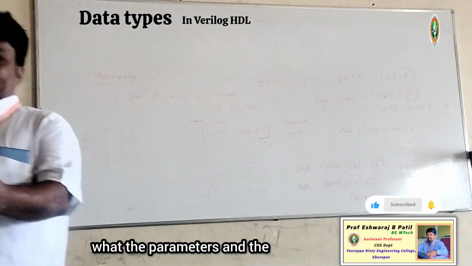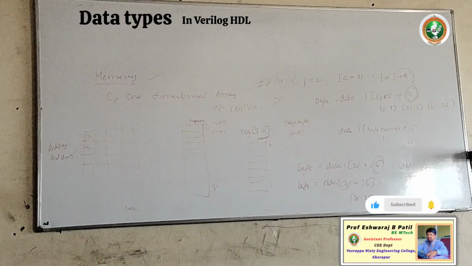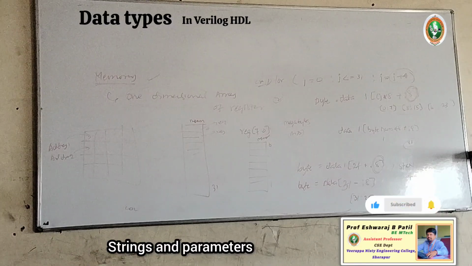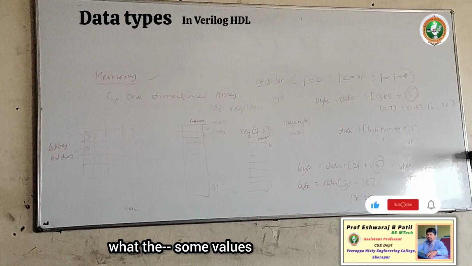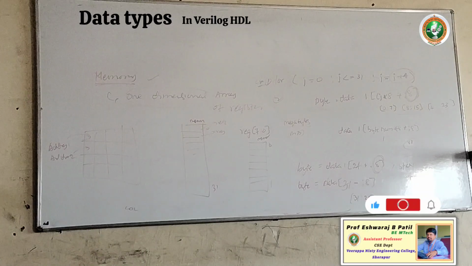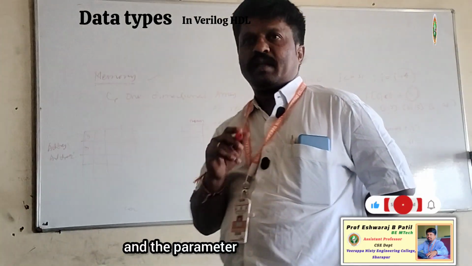Next I am left with the parameters and strings. Okay, strings and parameters are used for some value assignment. What is the difference between the variable and the parameter?